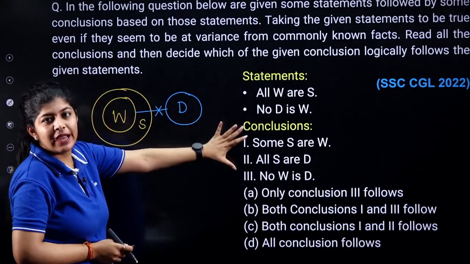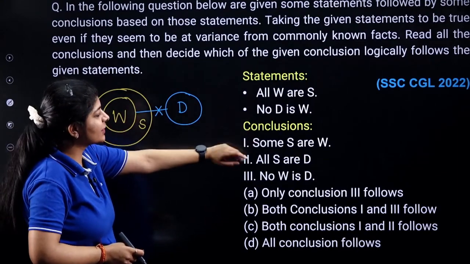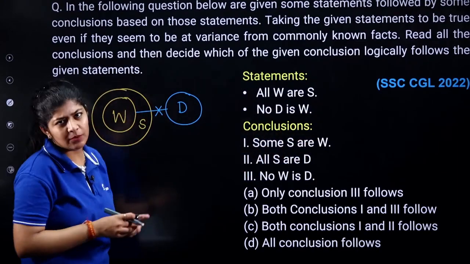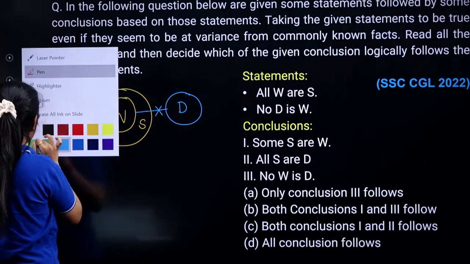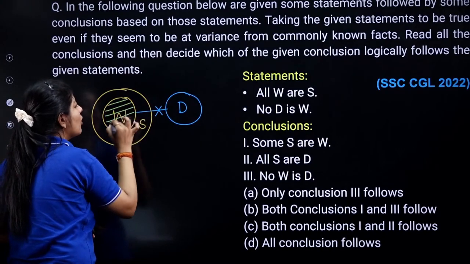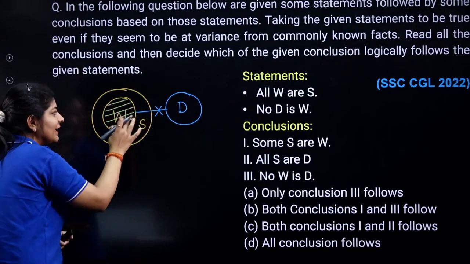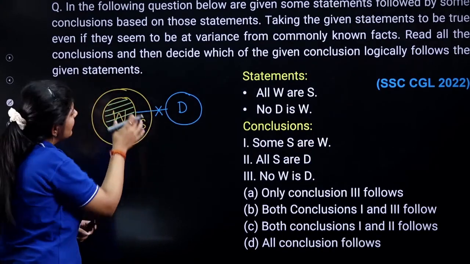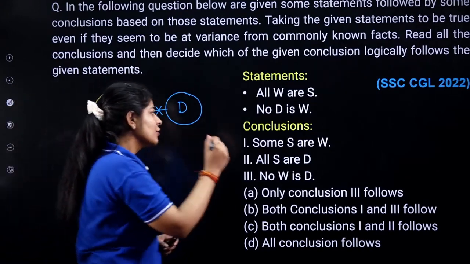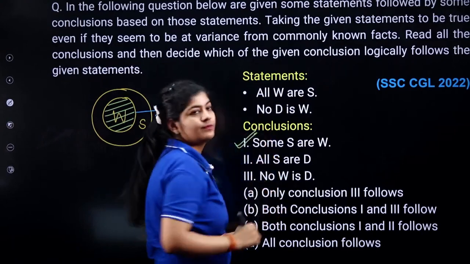Now, we need to check the conclusions. First conclusion, some S are W. Can we say that? Yes. Why? Because this part of W is also a part of S and it is not covering the complete S. So we can say that this common part is nothing but some part of S. So the first one is true.